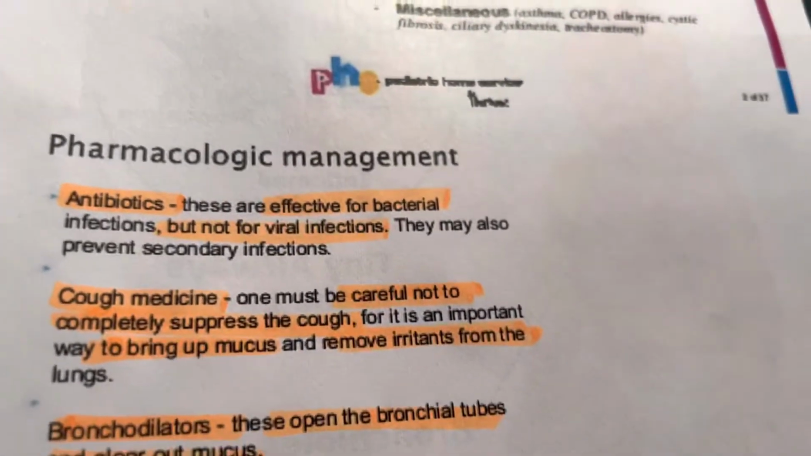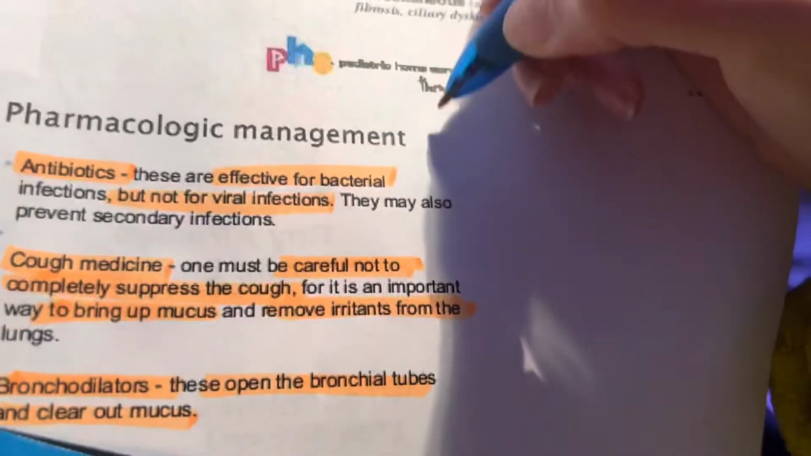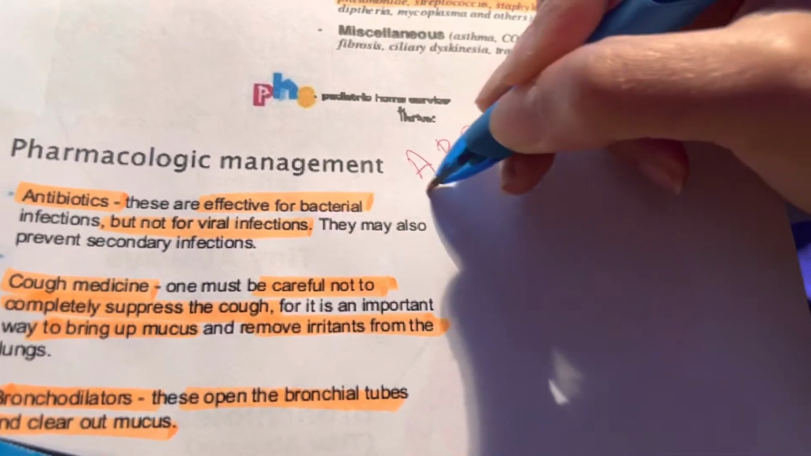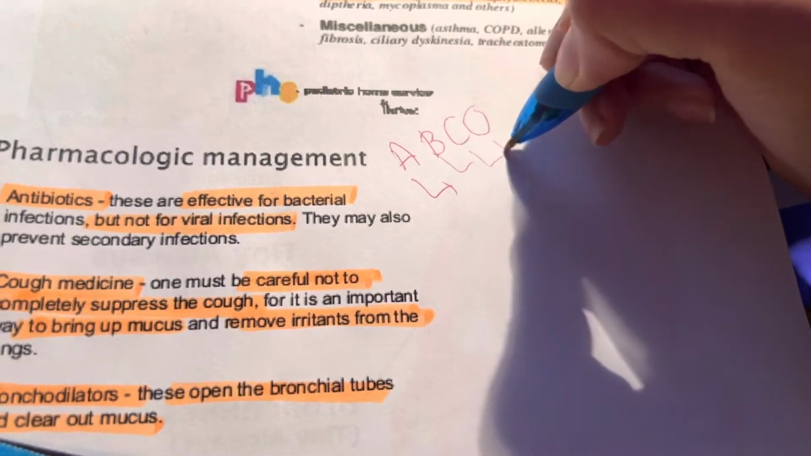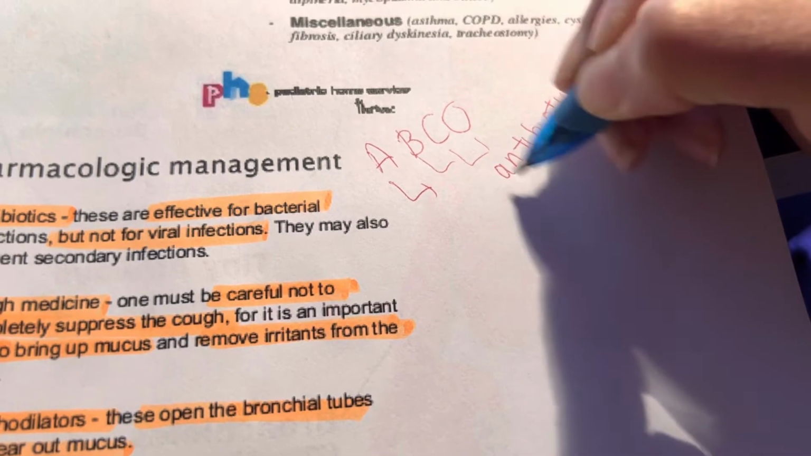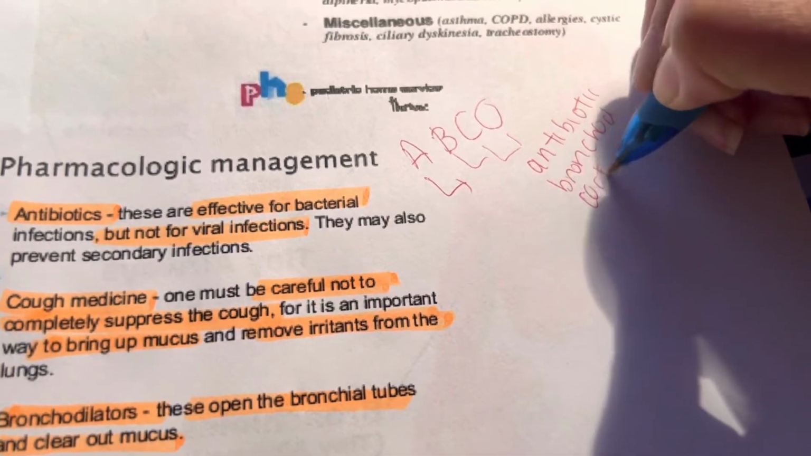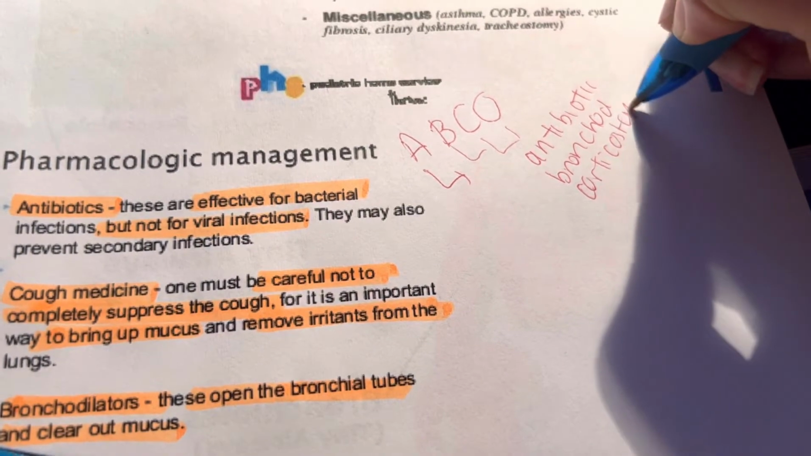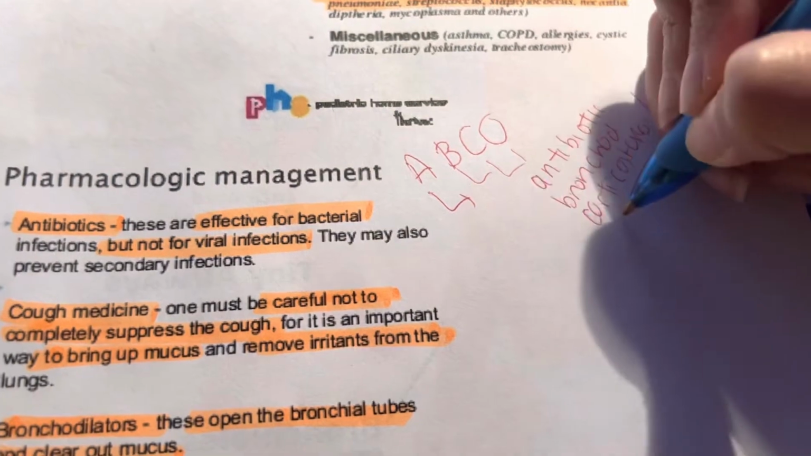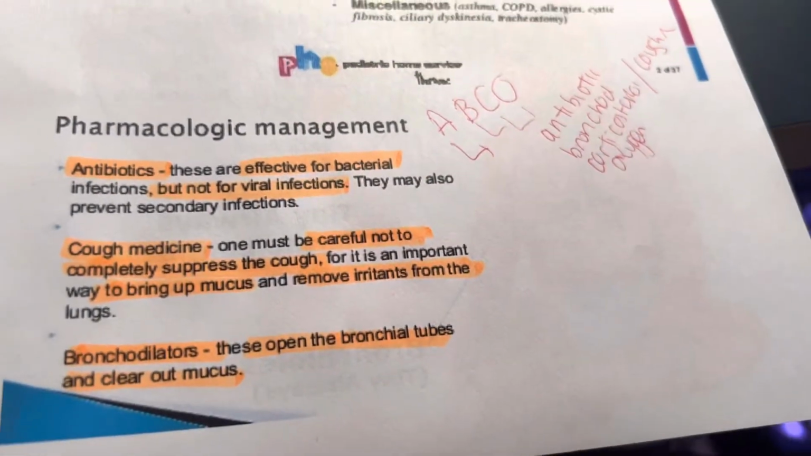And the management of tracheobronchitis. So remember my ABCO mnemonic. For all lung conditions and for all lung infections, you can give ABCO. So A for antibiotics, B for bronchodilators, C for corticosteroids, which will always help with the inflammation, and I'll put corticosteroids / cough medicine, and O for oxygen. So whenever you're treating a lung condition, it's going to be one of these four things.